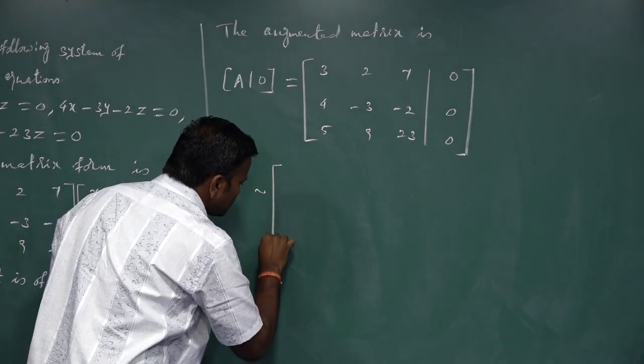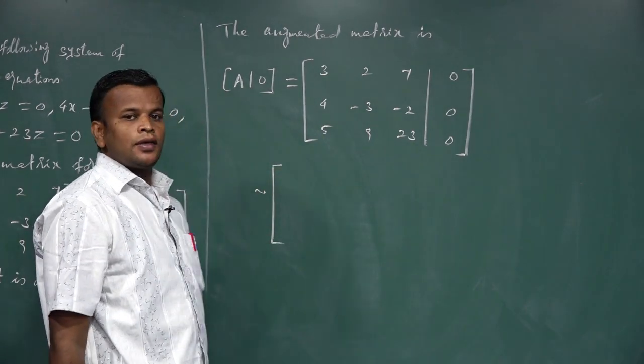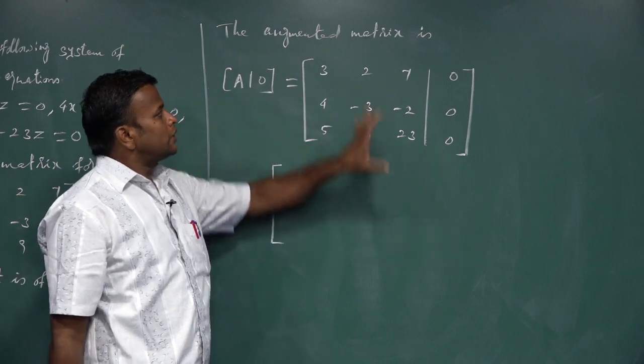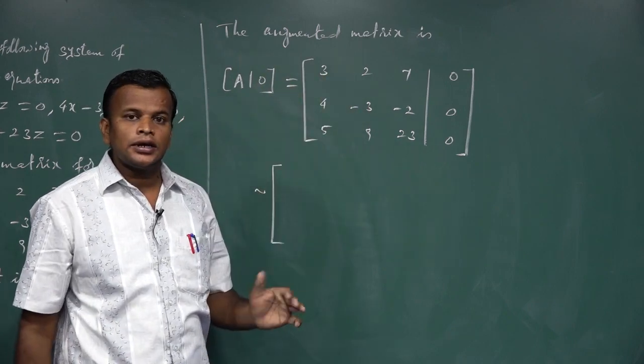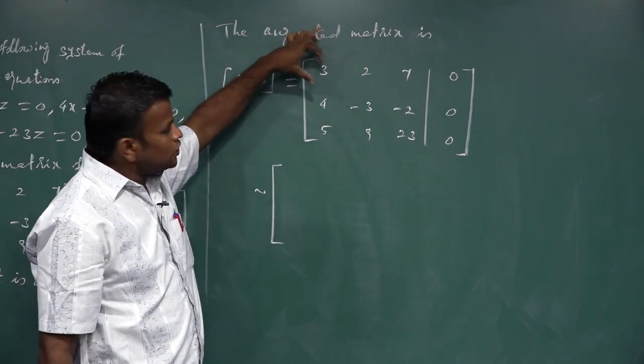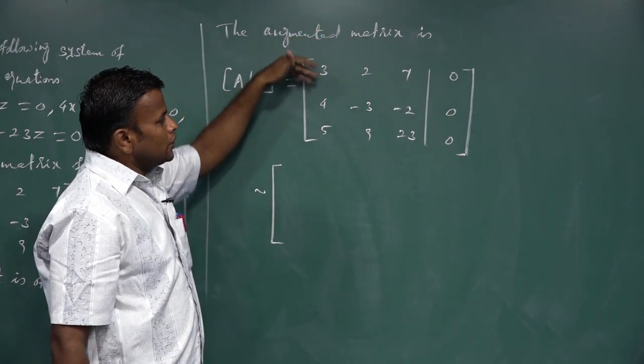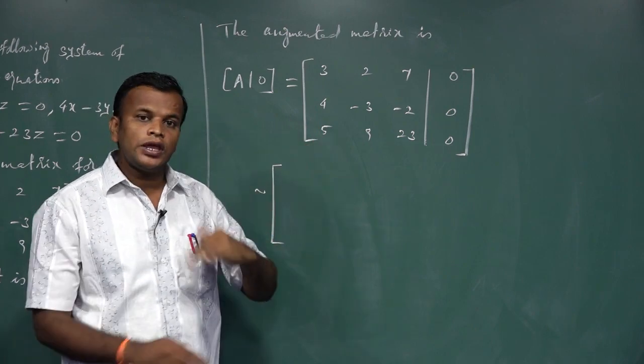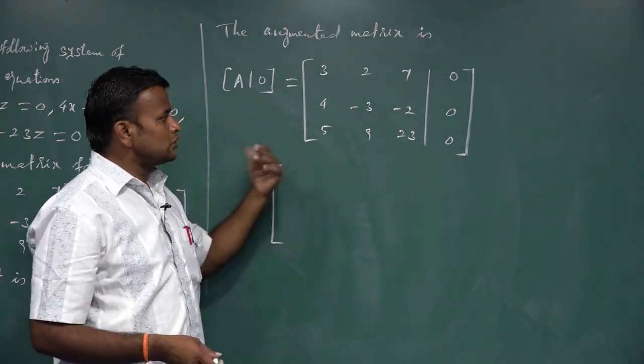Next, we do some process. The next step is to convert this augmented matrix into echelon form. In echelon form, the first element is always non-zero. If any one of the numbers in the second row or third row is 1, we interchange. So our simplification is an easy process.